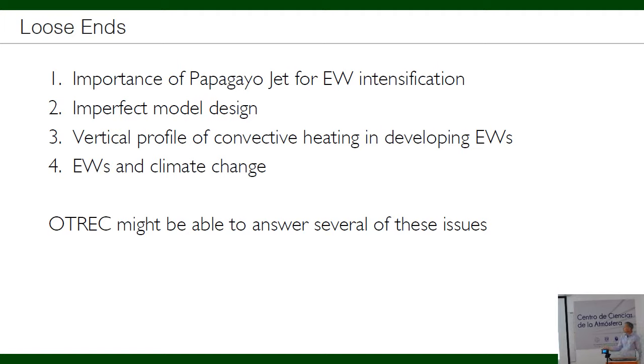I mentioned the vertical profile of convective heating in developing easterly waves is a big question, depending on what model and what observational product you use. You get a very different vertical profile, and this has large consequences for the vorticity budget of these disturbances. So that's a big thing that OTREC might be able to answer. And it's actually a big question in general about the Eastern Pacific Intertropical Convergence Zone. There was at least a big debate in the scientific literature about 10 years ago about what the vertical profile of convective heating and vertical motion look like in the Eastern Pacific Intertropical Convergence Zone.